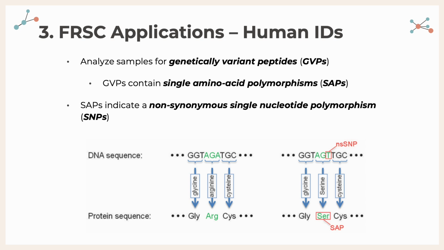And this image at the very bottom explains it beautifully. On the left, we have this AGA in the DNA sequence, which codes for an arginine residue. In a mutated or non-synonymous single nucleotide polymorphism, or a SNP, we have an AGT now instead of an AGA. So that last A has switched to a T. This AGT then codes for a serine, and this causes a genetically variant peptide.